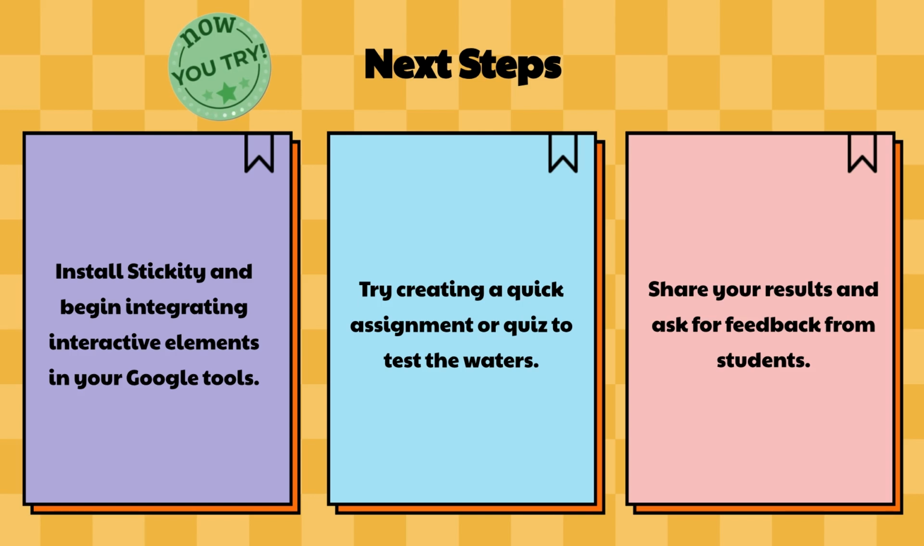To get started, here are some next steps that I suggest. Of course, install Stickity and begin integrating these elements in your Google tools. Try it in lessons. Try it with your slides or even just with your instructions. Share your results, and then of course ask for feedback from students. See what they think, if they think it's helping them stay on track, stay on task. Once you've used it, let me know how it went or share your feedback with other people at your school.